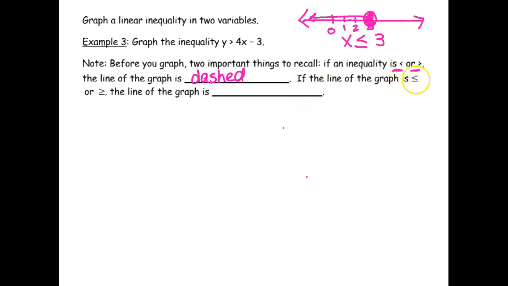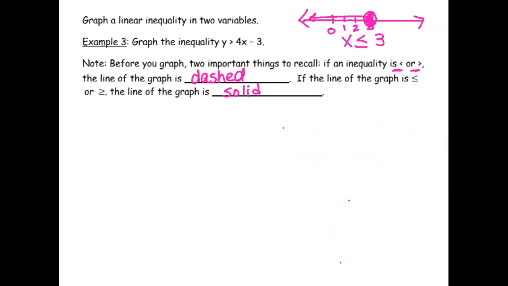If the line of the graph is less than or equal to or greater than or equal to, then the line is actually solid. What I mean by that is, say I had a line like this. Well, let me do a better example here. Let's do the whole thing.